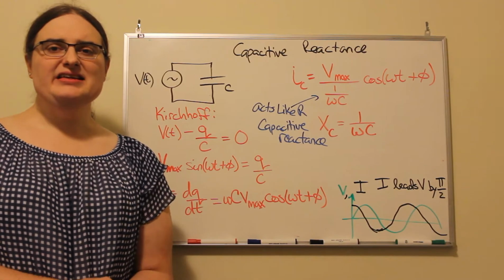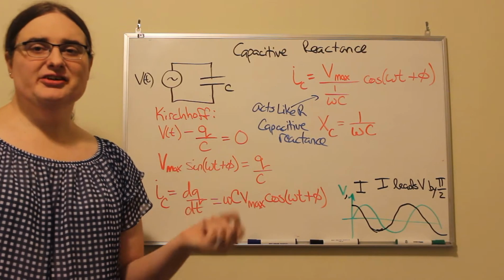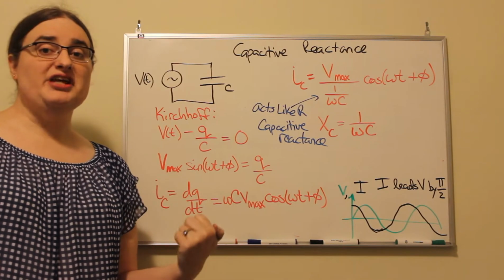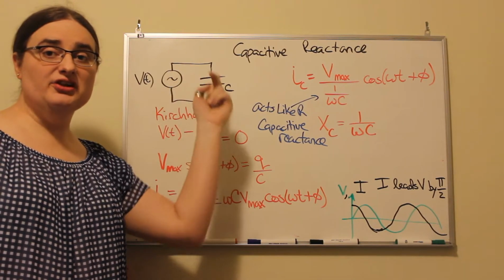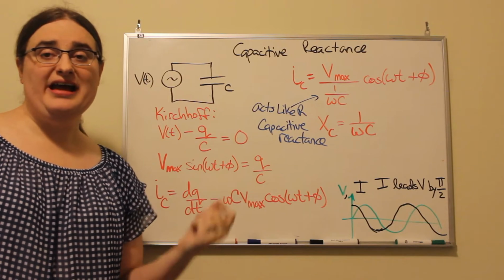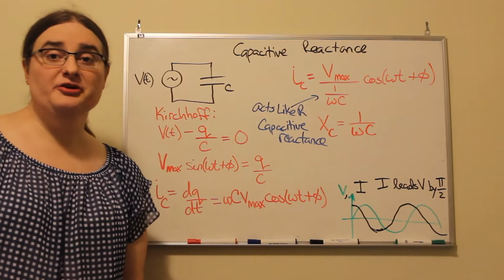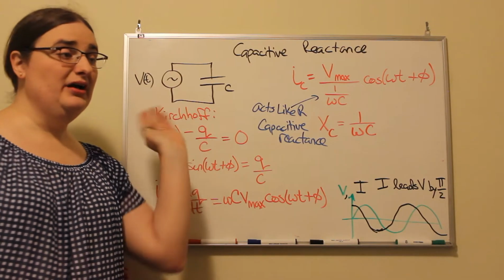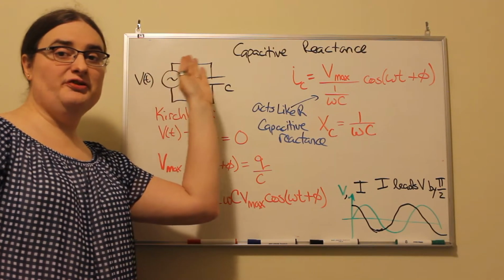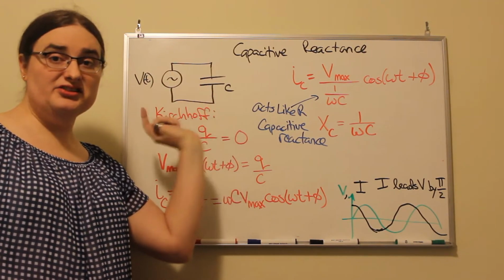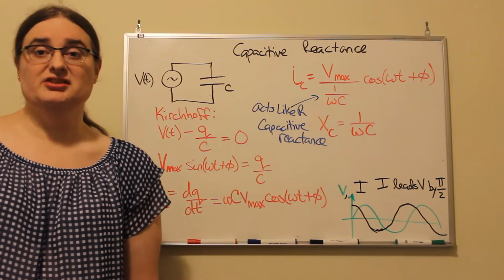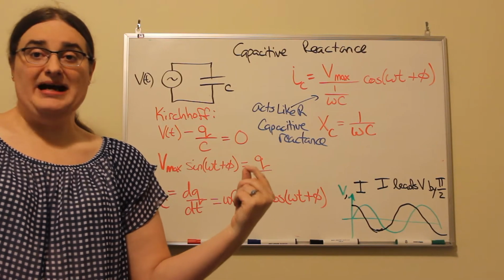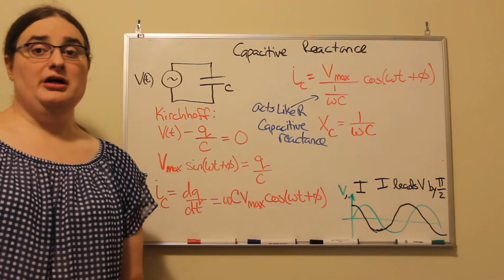With AC, though, the capacitor can behave similar to a resistor. And here's how. If we apply Kirchhoff's law to the loop, we have a potential difference that is sinusoidally oscillating in time, and then that potential difference as a function of time minus the potential difference of our capacitor, which would be equal to the charge on our capacitor divided by capacitance, is equal to 0.